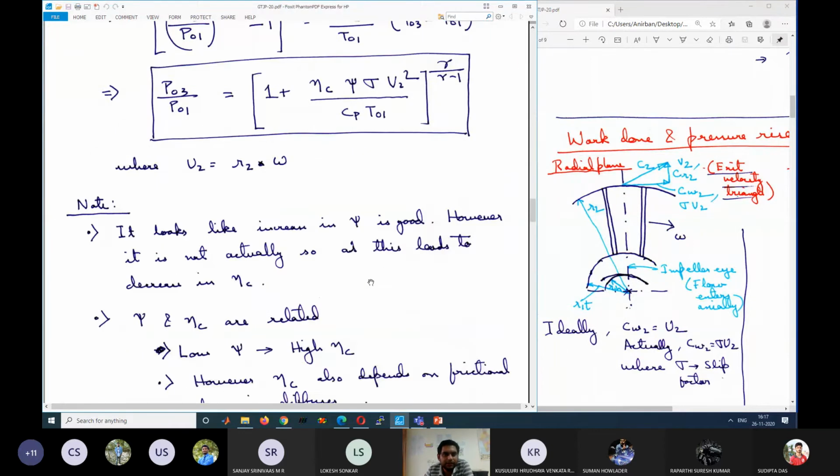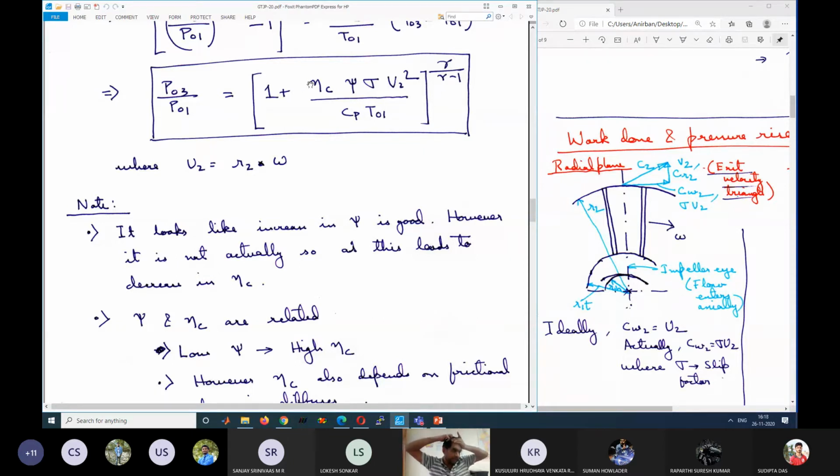So let us for a moment discuss this point. It looks like the pressure ratio increases with sigma. So our aim is to always increase the pressure ratio, and to do that, what do we need? We want the isentropic efficiency as high as possible.